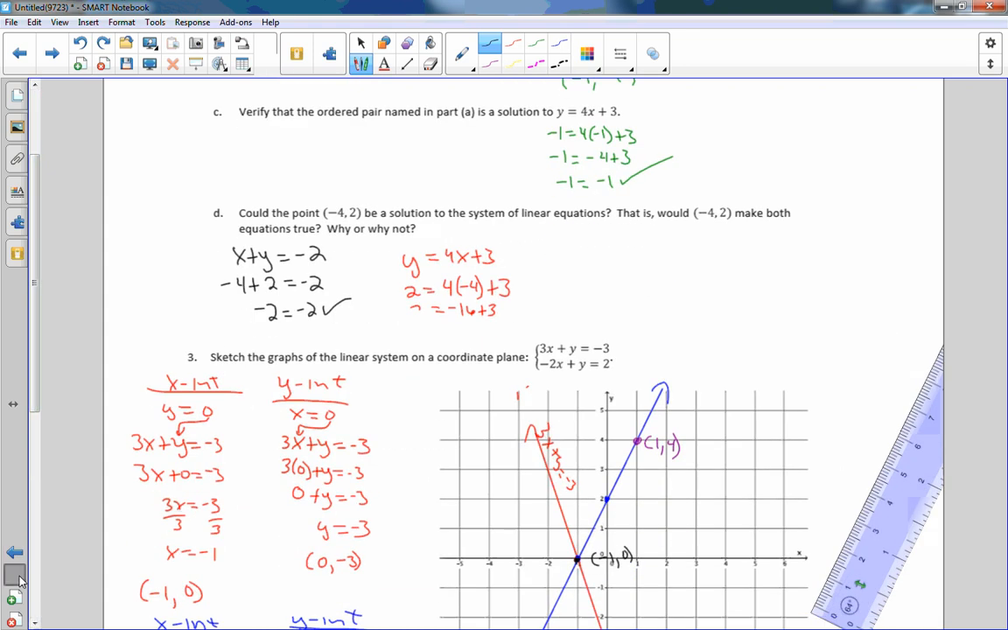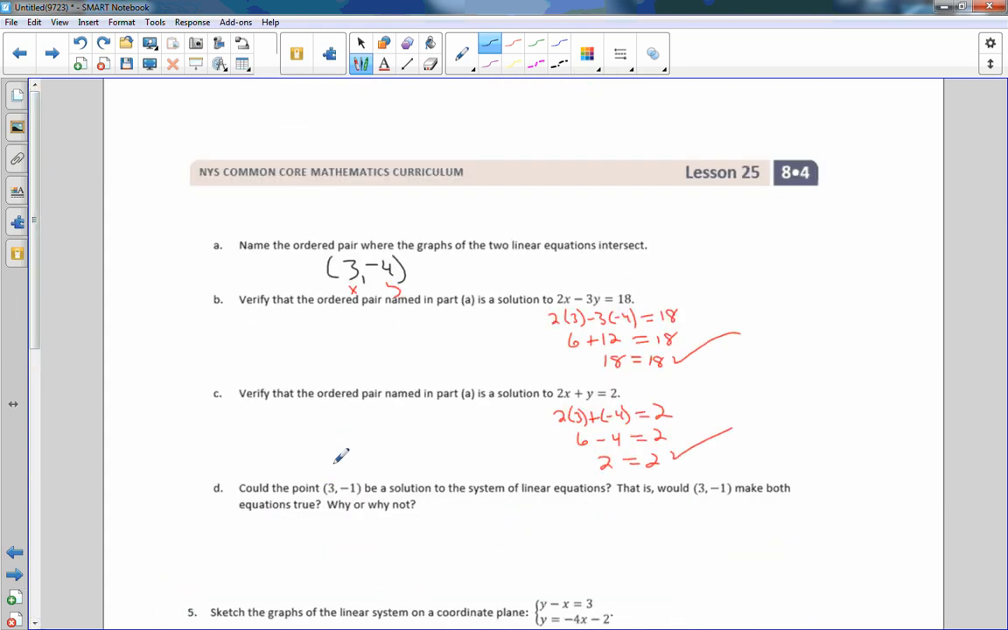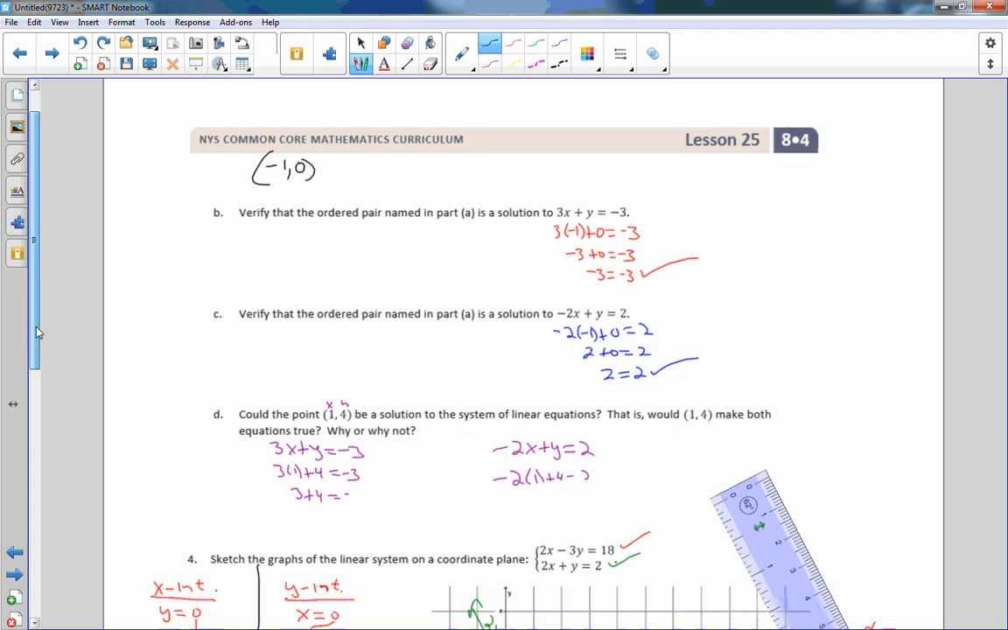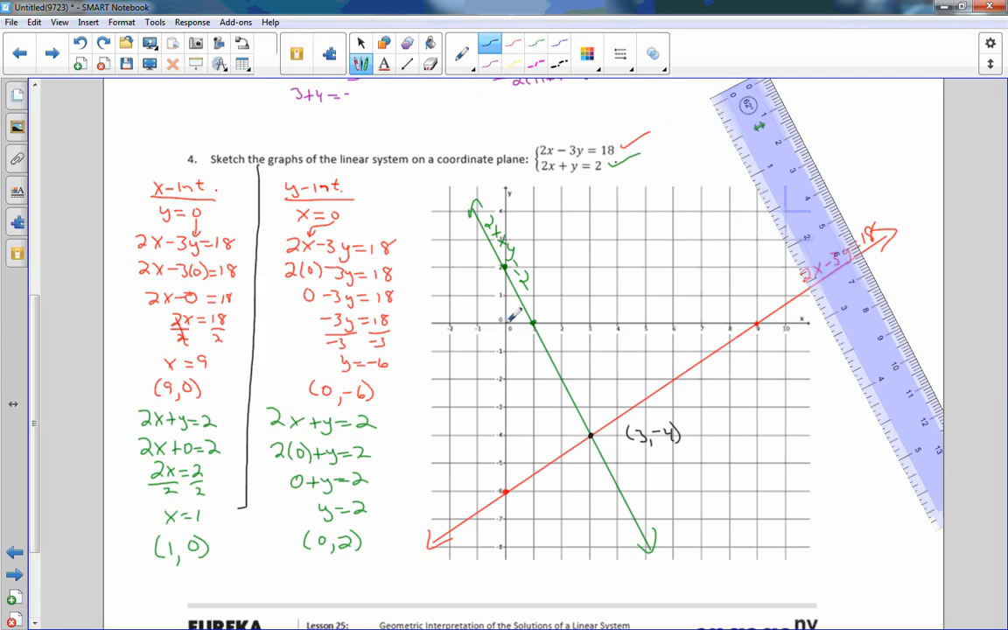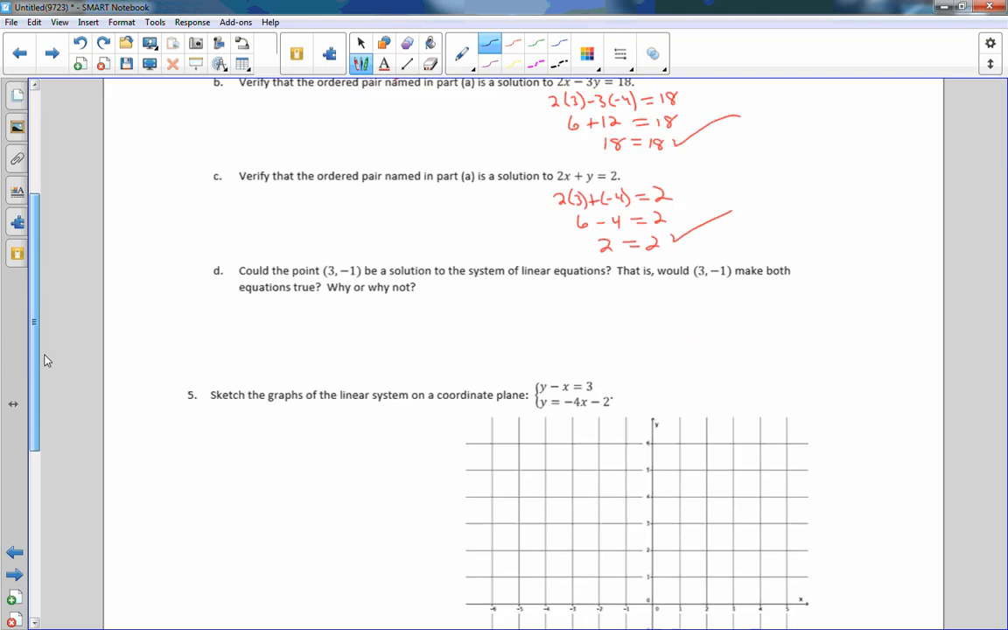Could the point (3, -1) be a solution? So if I go over 3, down 1, actually I'm going to do this because this is a different scenario. This point is right here. This is the point 3 comma negative 1. It is not on the green line. It is not on the red line. So it should make both equations false. So I'm going to verify that for you.